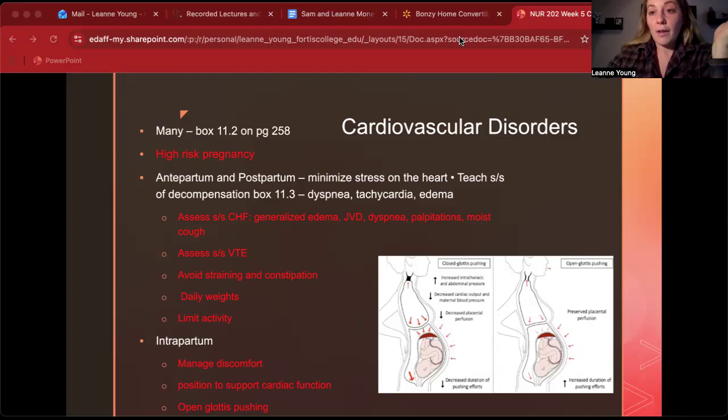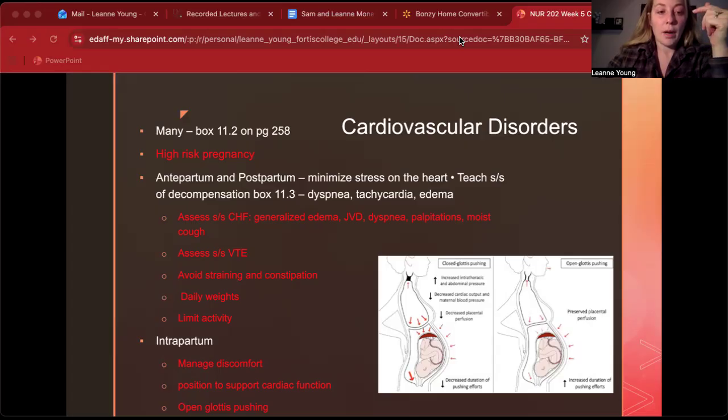Same with any other chronic heart failure patient. We're going to have them do daily weights at the same time, most likely naked, every single day. And if they gain more than 1 or 2 pounds, they need to call their primary care. We also want them to limit their physical activity because we don't want to put additional stress on the heart.